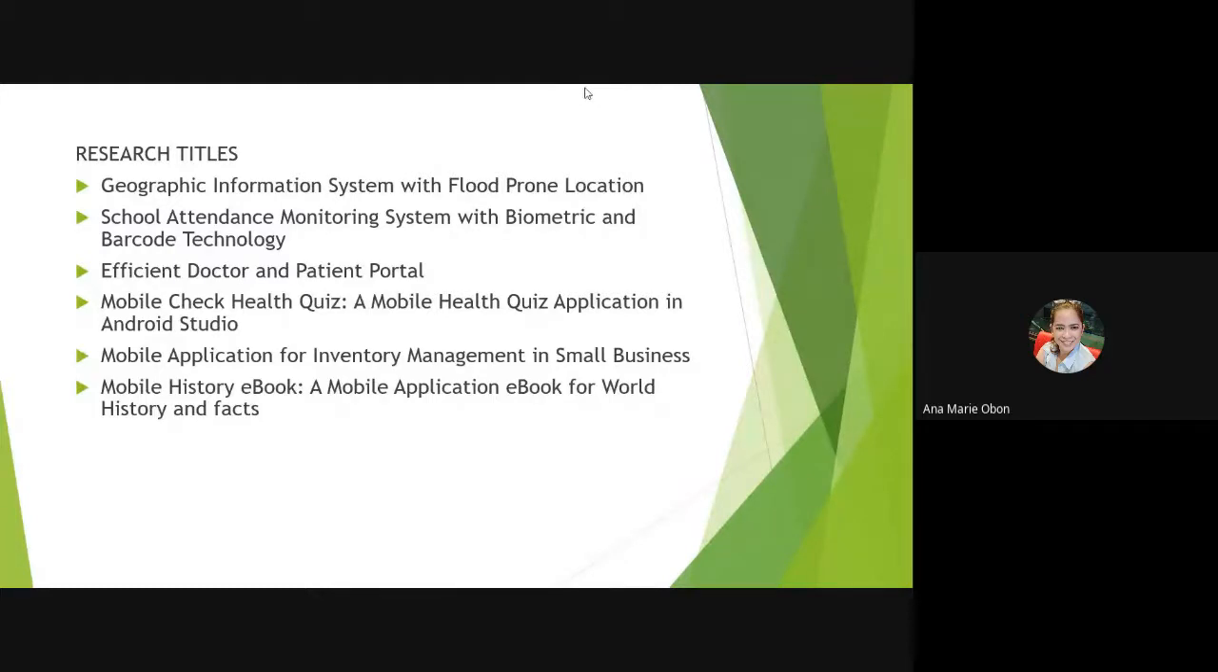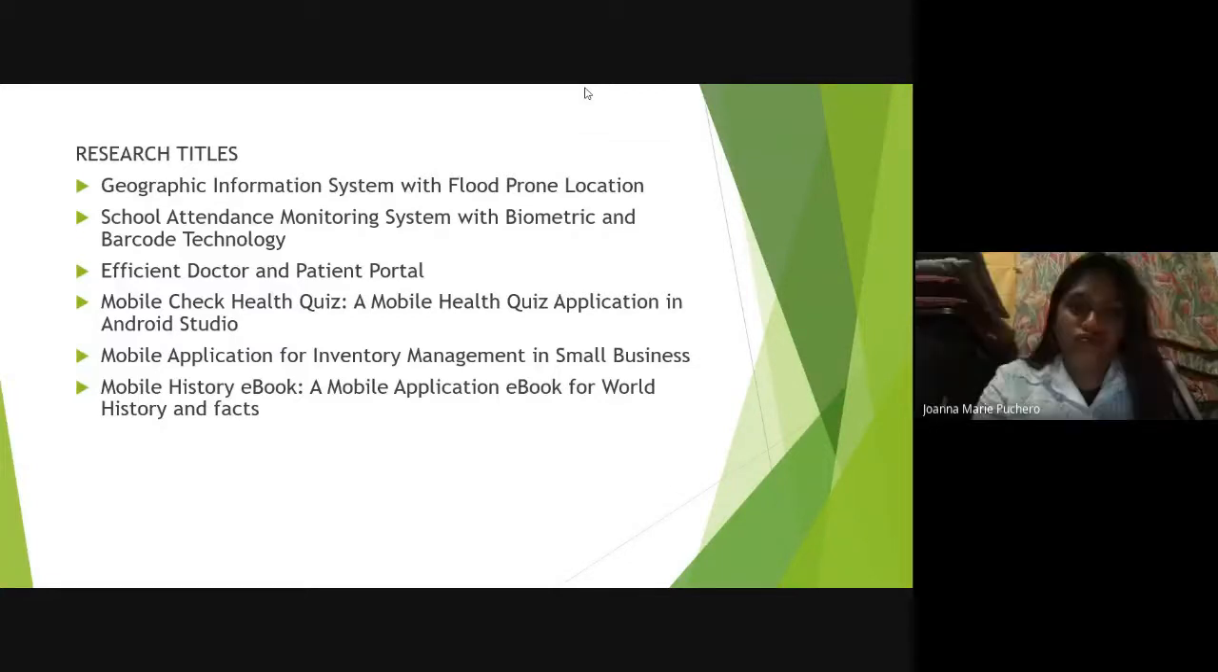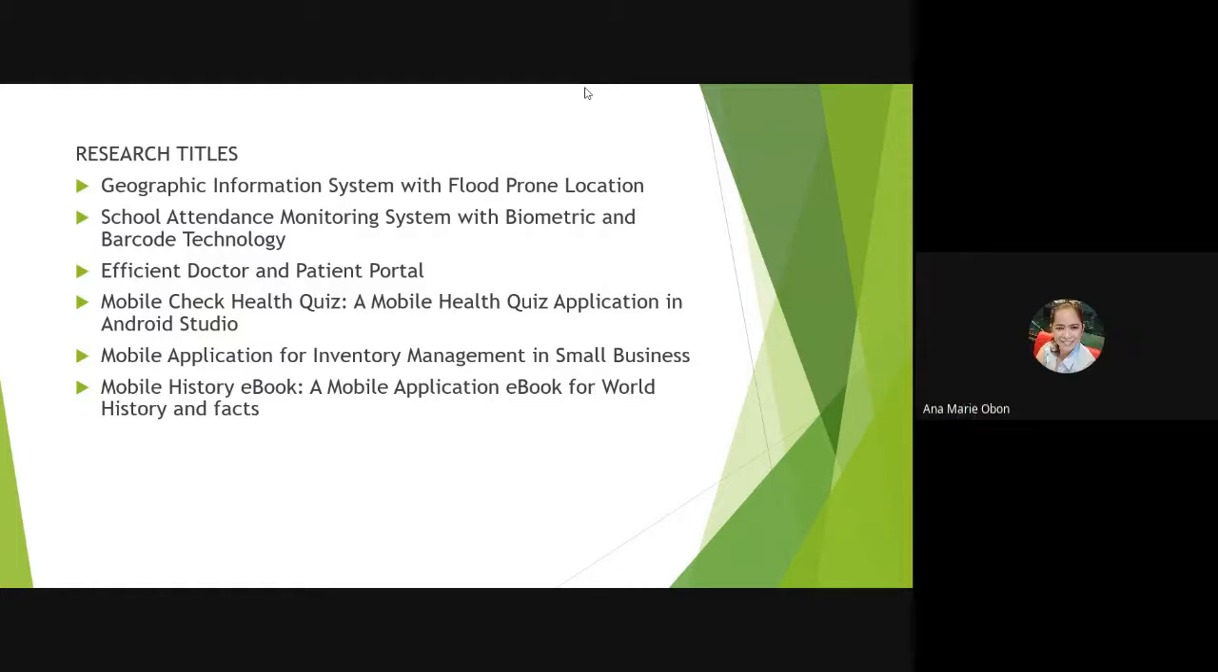So with this, I don't want the school attendance anymore. That's old. The patient one, we actually have that already. Mobile health application, inventory management for small business, and I would like to go with the first one: the flood, geographic information system, GIS with flood prone areas. Okay? So that's what we'll work out.